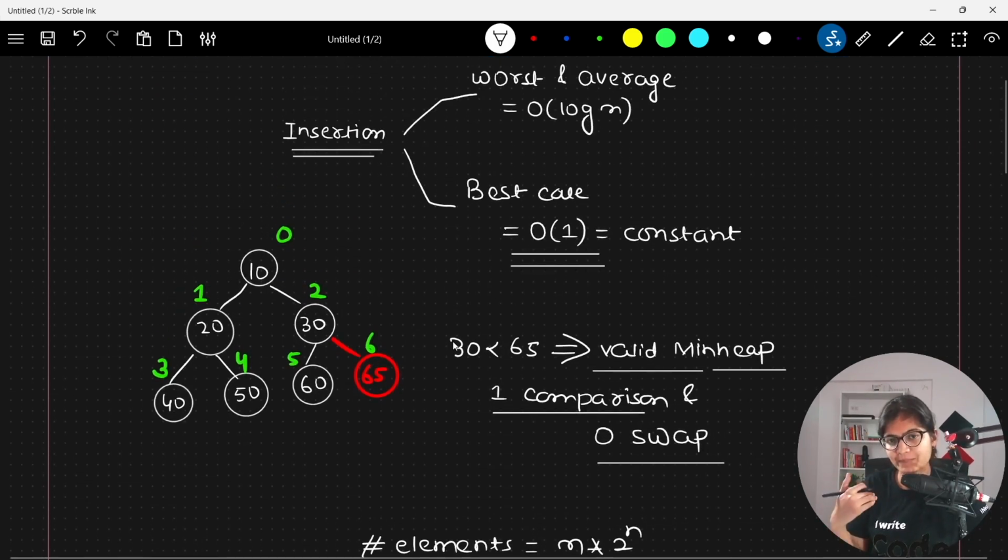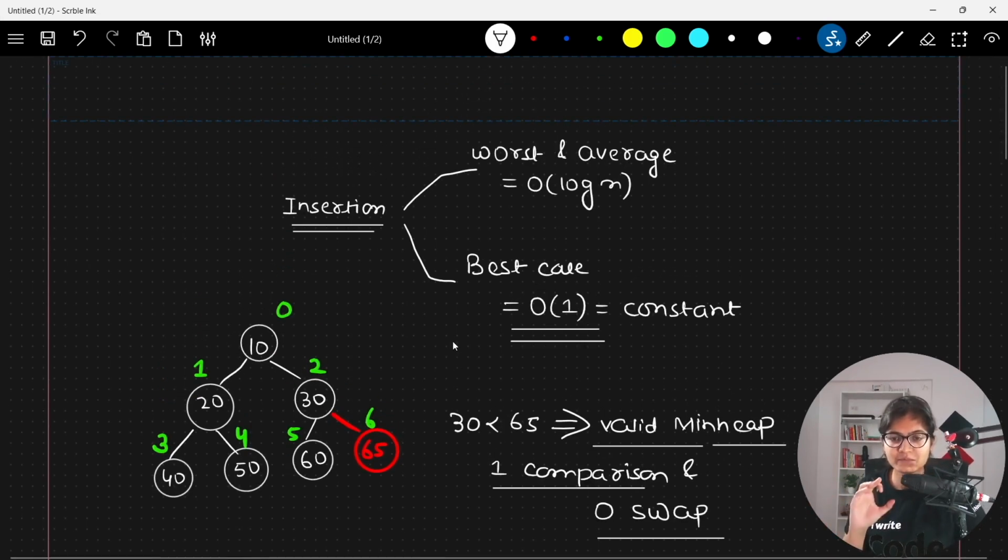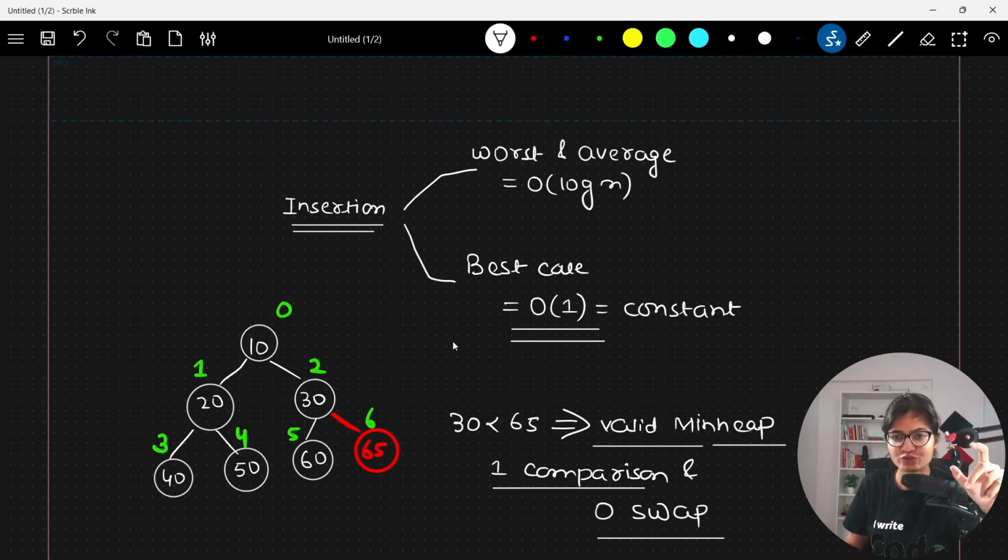Now usually people just cram that whenever someone is talking about insertion in a Minheap, the time complexity will be big O of log of n. That's completely fine. But if you observe, when I am saying big O of log of n, this corresponds to when we have n number of elements in total.